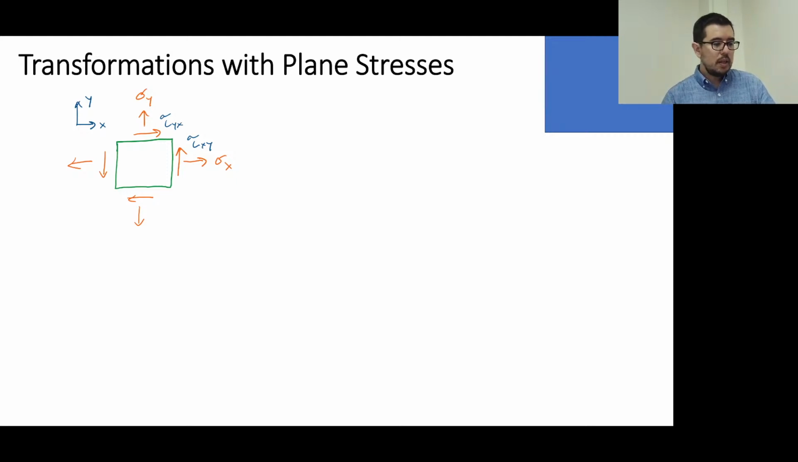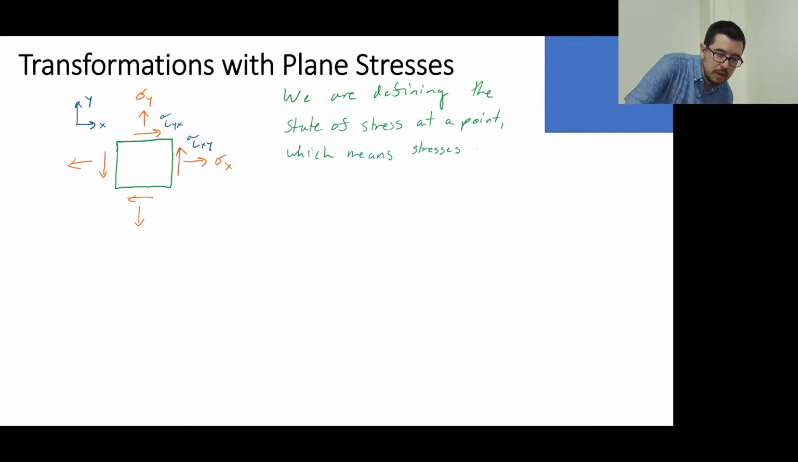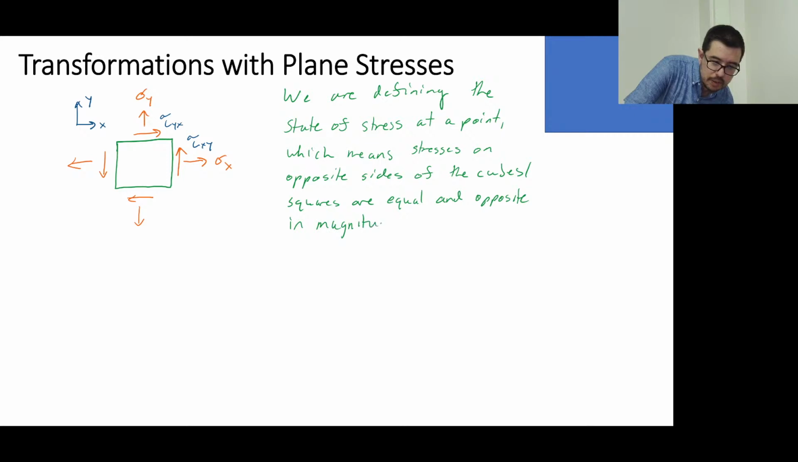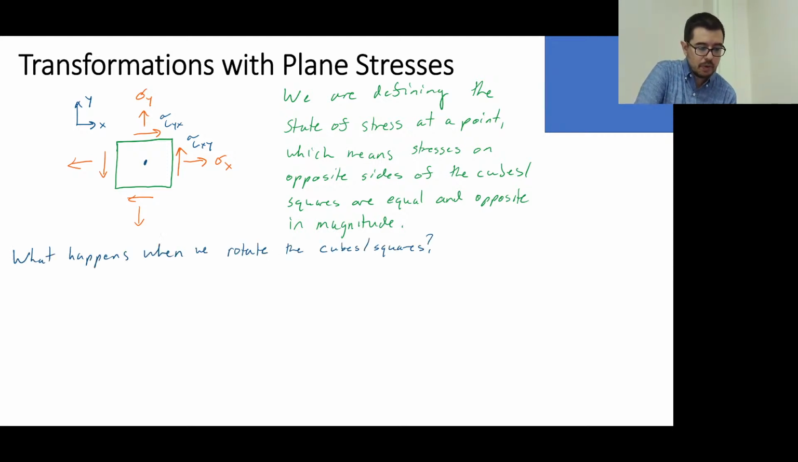Now, if we begin to think about transformations, what are we talking about? We are defining a state of stress at a point, and that point might have been in some type of object. We've got all kinds of structures at this point, maybe something like, here's the state of stress at this location.